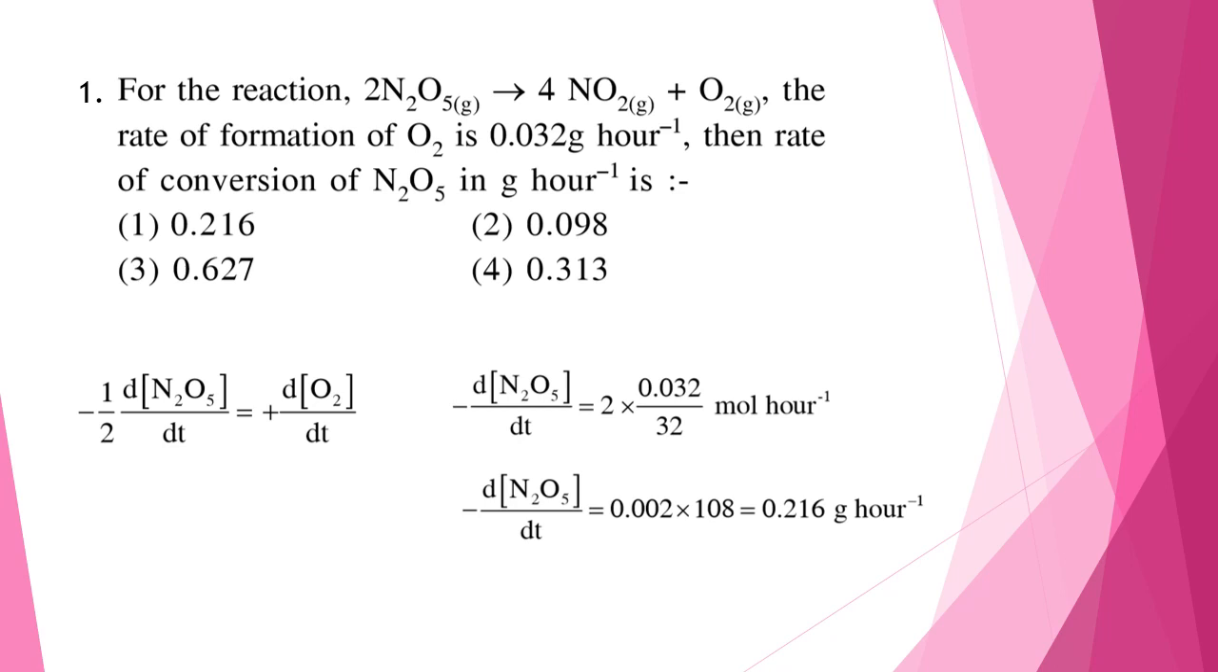d[N2O5]/dt is equal to twice 0.032 by 32 mole per hour. So therefore d[N2O5]/dt will be equal to 0.002 into the molar mass, that is 108. So it will be equal to 0.216 gram per hour. So the correct answer will be option 1.